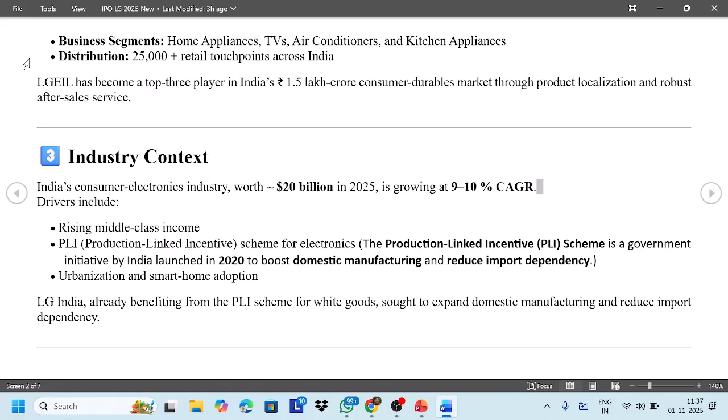Okay, now the very important part is that this industry is very big, about $12 billion in 2025. It is growing at a good pace of 9 to 10% CAGR, which has happened because of the rising middle class income. And the second one is the PLI, Production Linked Incentive scheme, which has been given by the government. Basically, the whole idea is to reduce import dependency, so we can manufacture a lot of goods which we are importing from outside. Rather than importing, we should manufacture them in India.